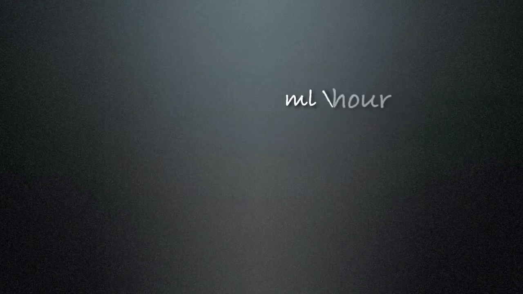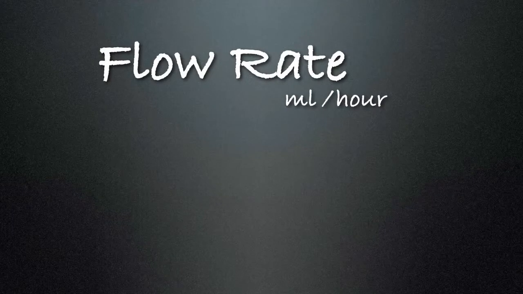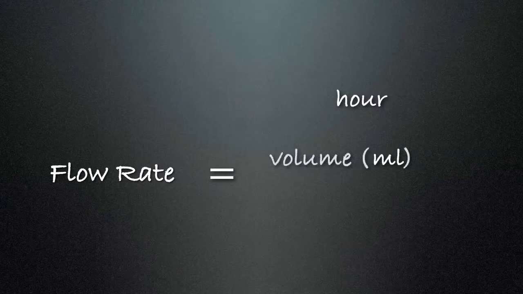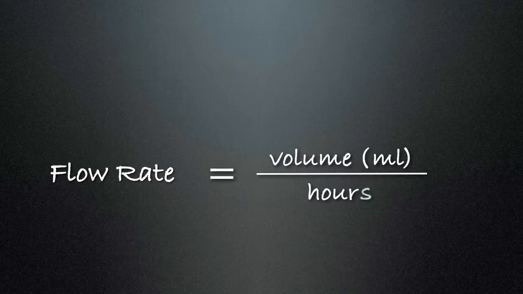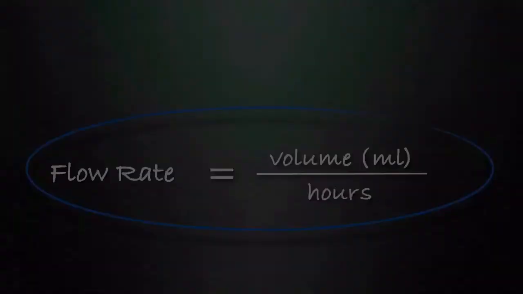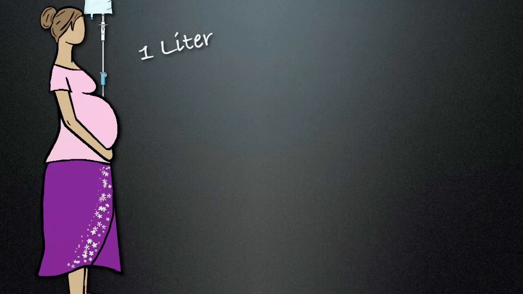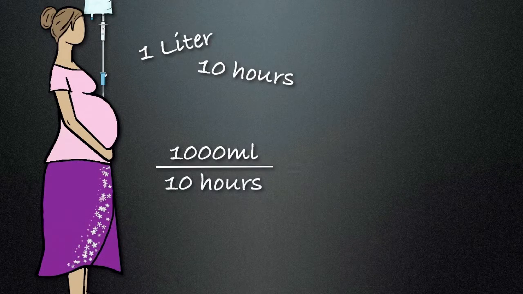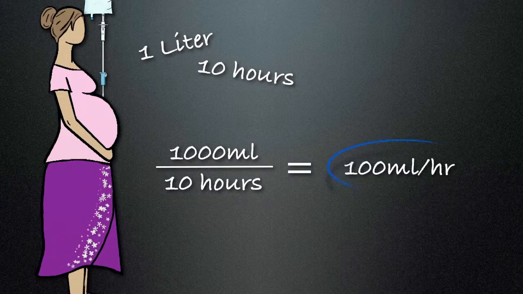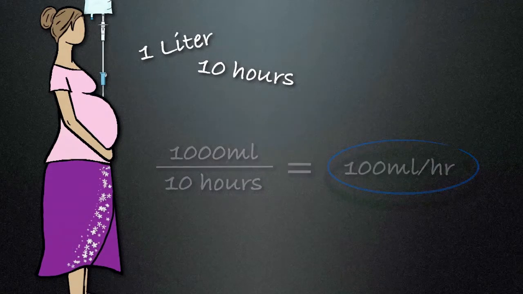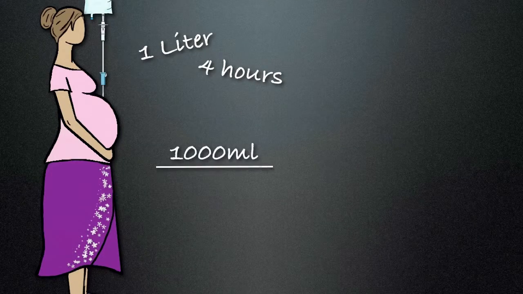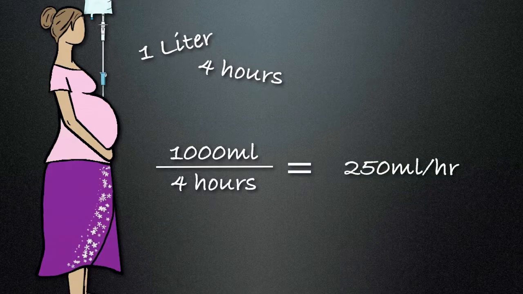The amount of solution, milliliters, that we want to give over an hour is called a flow rate. To figure out a flow rate, we just have to take the volume we want to infuse, in milliliters, and divide it by the hours we want it to be infused over. For example, if we want to give Bridget 1 liter over the next 10 hours, we'd take 1,000 milliliters, divide it by 10 hours, and our flow rate would be 100 milliliters per hour. If instead of wanting to give it over 10 hours, we wanted to give it over 4 hours, 1,000 milliliters divided by 4 hours would equal 250 milliliters an hour.